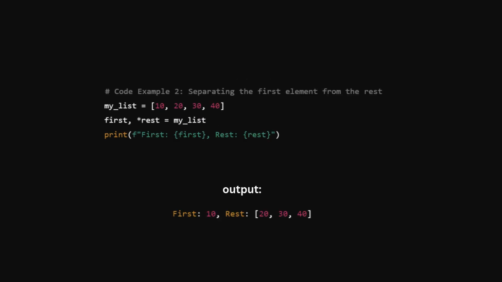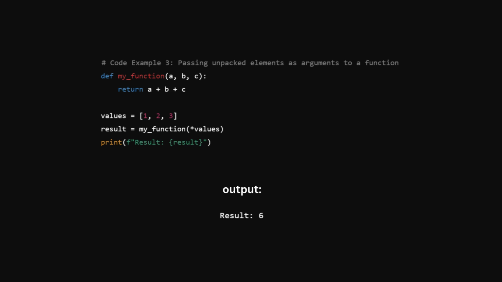And so now let's use it in a context where we want to separate the first element from the rest of the list. And this is extremely useful when dealing with scenarios like function arguments or splitting data. And so as you can see here, the rest variable grabs everything except the first element, making the unpacking operator a powerful tool for this scenario.